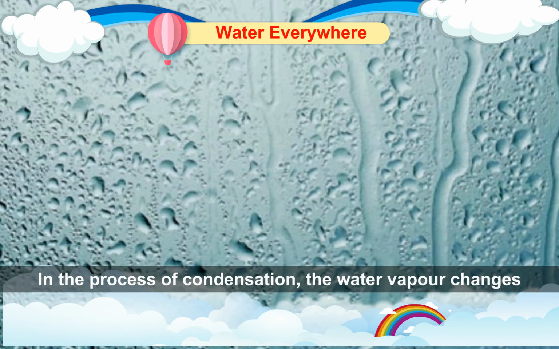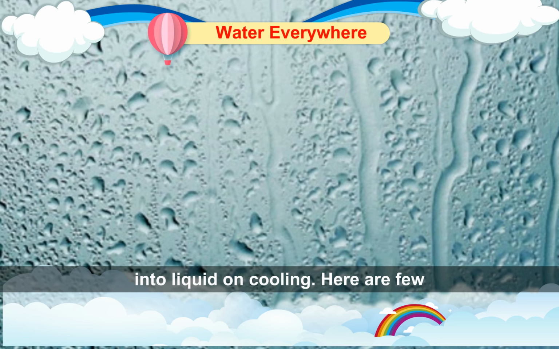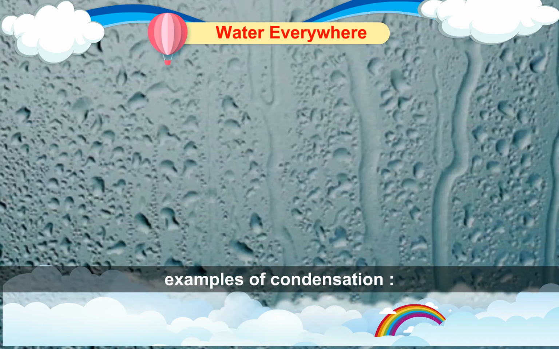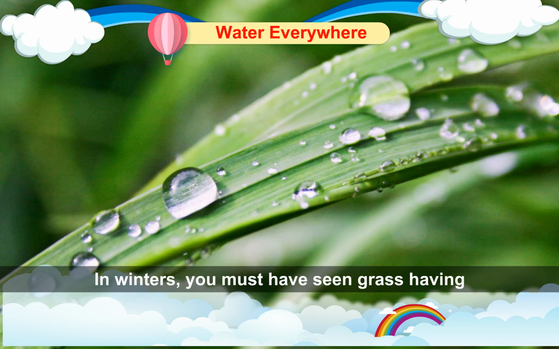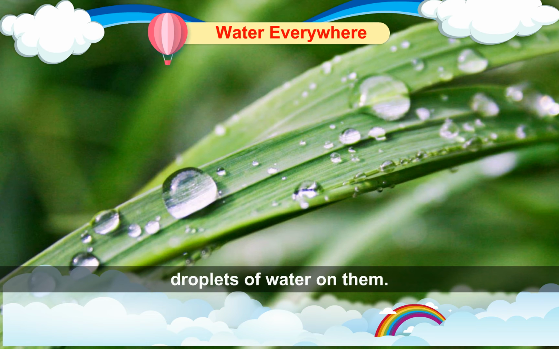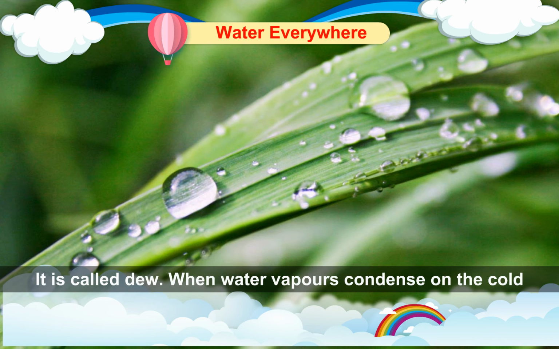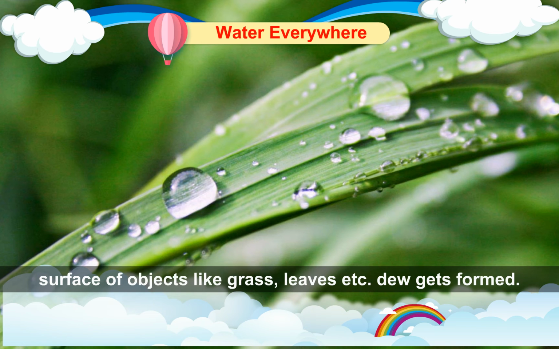Condensation. In the process of condensation, the water vapor changes into liquid on cooling. Here are few examples of condensation. Dew. In winters, you must have seen grass having droplets of water on them. It is called dew. When water vapors condense on the cold surface of objects like grass, leaves, etc., dew gets formed.